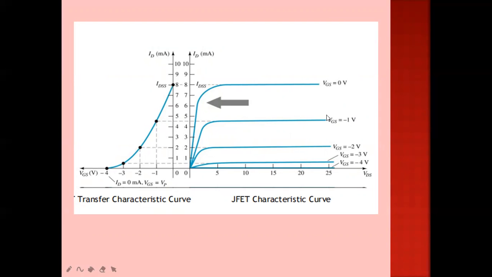Next, for VGS equals minus 1 volt, ID is about 4.5 milliampere. So for VGS equals minus 1 volt, just put a point on the line. For VGS equals minus 2 volt, the value of ID is about 2 milliampere. So just put a point, and for VGS equals minus 3 volt, the ID is about 0.5 milliampere. After plotting all the points, connect them and you will get the transfer characteristics curve. This is how you can get the transfer characteristics curve from the JFET characteristics curve.